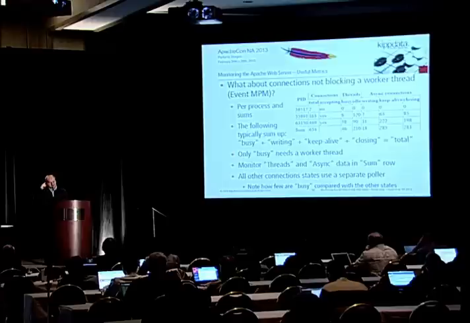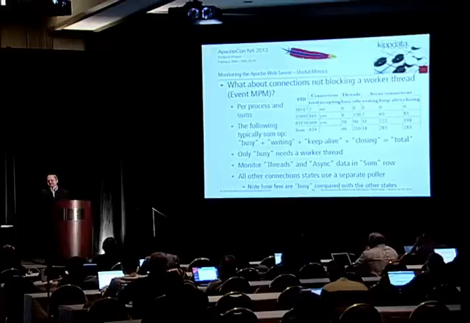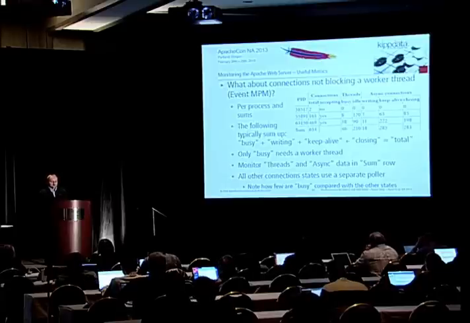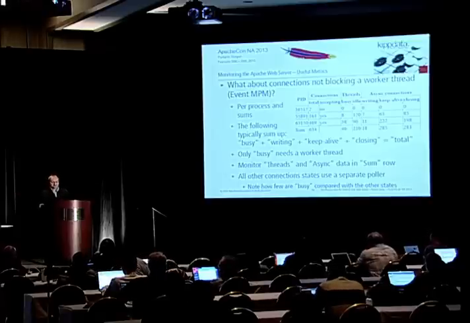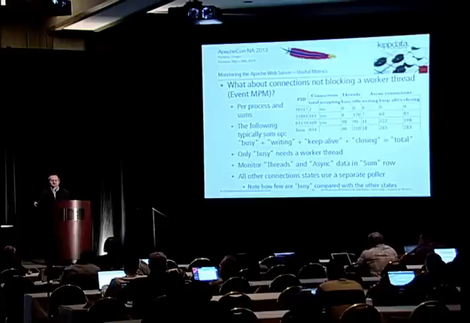When using the event MPM, there is another table on the same page, and this table gives us some insight into what's happening apart from the worker threads. The worker threads are the precious resource, but there is also a lot of stuff happening apart from them, namely the keep alive connections, where we are just waiting for data to arrive, polling the connections whether there is some data or not. It could be we want to close a connection and need to drain remaining data, so we wait some time. So again, this is mostly an idle situation, although there is a connection related.